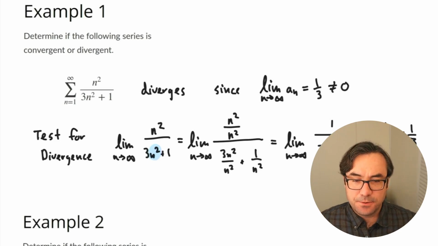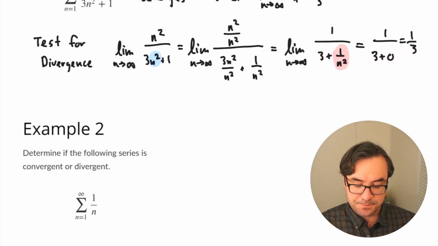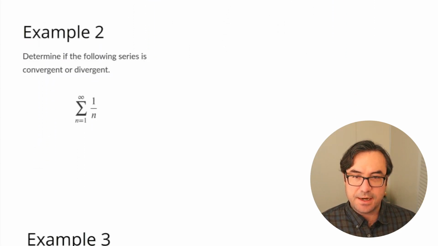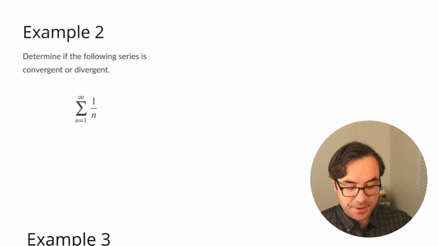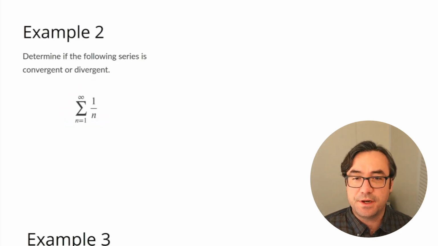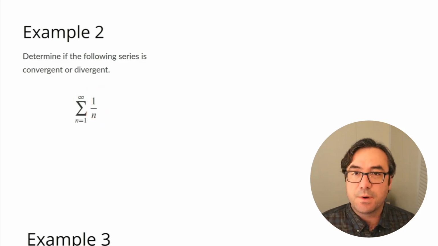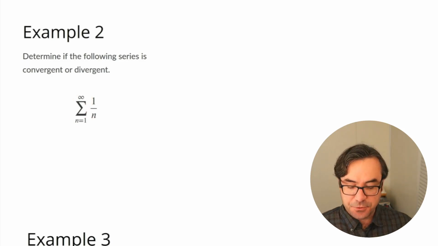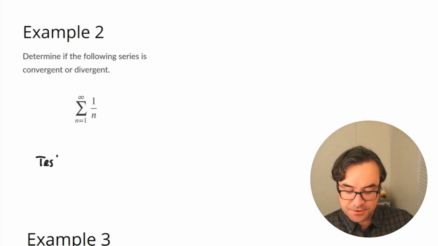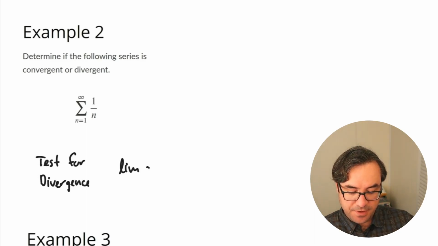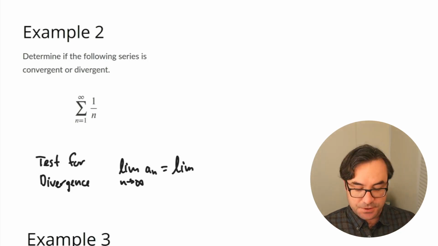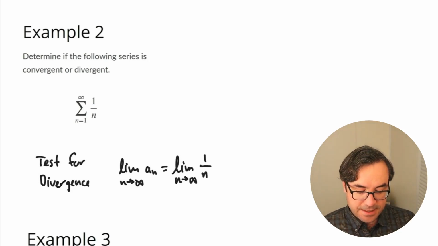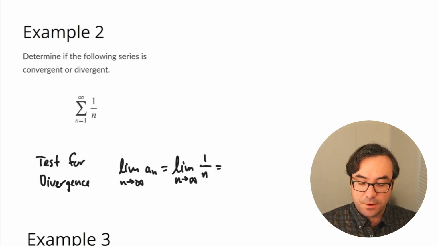All right, so let's try one more example. And let's look at example 2. So we have this series going from n equals 1 to infinity. The term here is 1 over n. And we want to determine if this is convergent or divergent. So again, let's try out this new test. So let's try our test for divergence. So we're going to calculate the limit of a_n as n goes to infinity. So let's fill in what the general term of our sequence is. So it's just going to be 1 over n. And as n gets really big, this is a c over infinity form, so this just goes to 0.